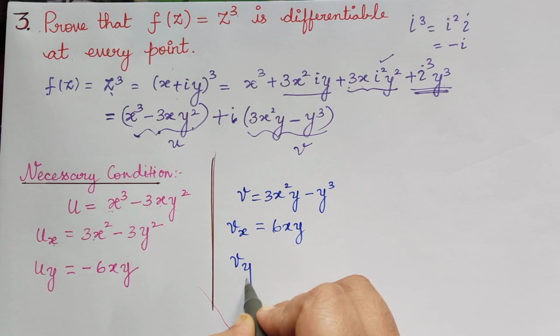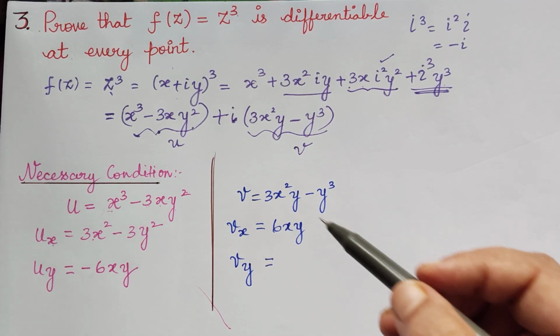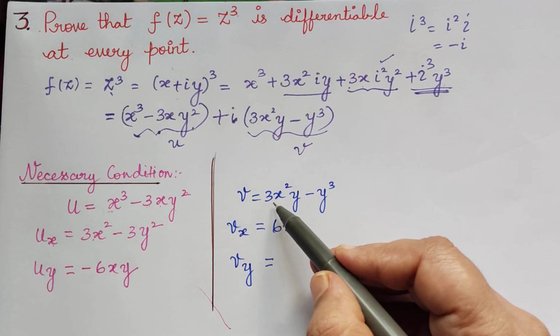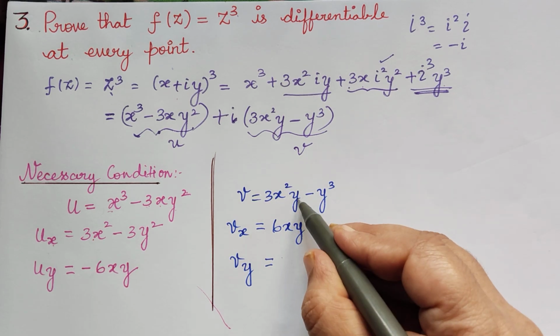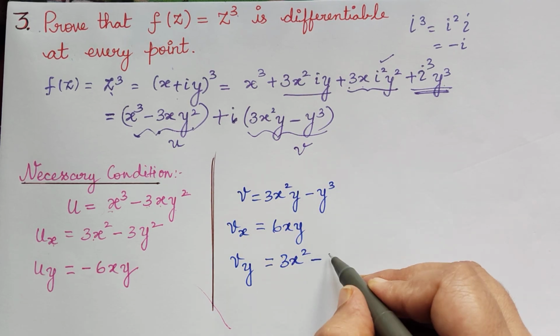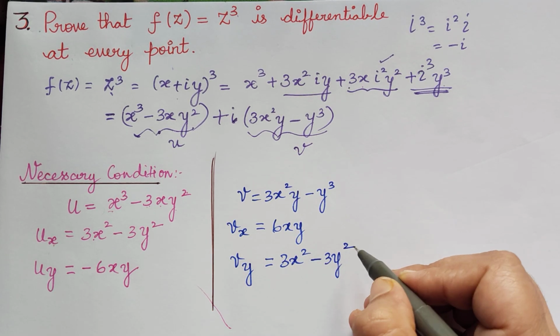And then vy we have to find. To differentiate v partially with respect to y, x will be treated as constant. So 3x square will come as it is. Differentiation of y is 1. So 3x square minus differentiation of y cube, which is 3y square.